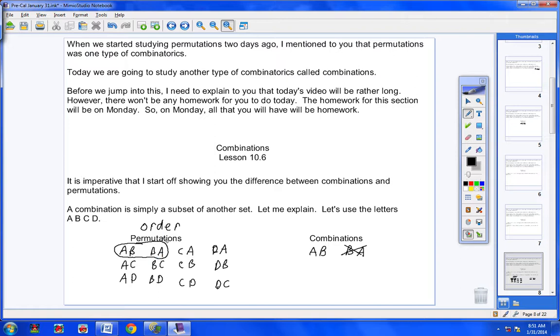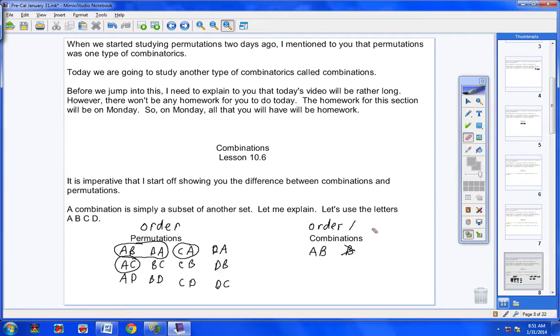They're different. In permutations, order mattered. In combinations, order does not matter. Okay? So in other words, AB would be the same thing as BA. AC would be the same thing as CA. So you can see that groups of combinations are going to be a lot smaller.